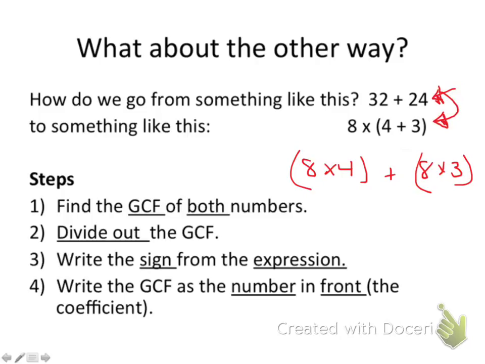Well, there are 4 steps. Can you please take the time to write down, fill in the blanks of your steps? Our first step is to find the GCF, or greatest common factor, of both numbers. 2, divide out the GCF. 3, write the sign from the expression. And 4, write the GCF as the number in front or the coefficient. If you need to, press pause and make sure you get those steps written down.